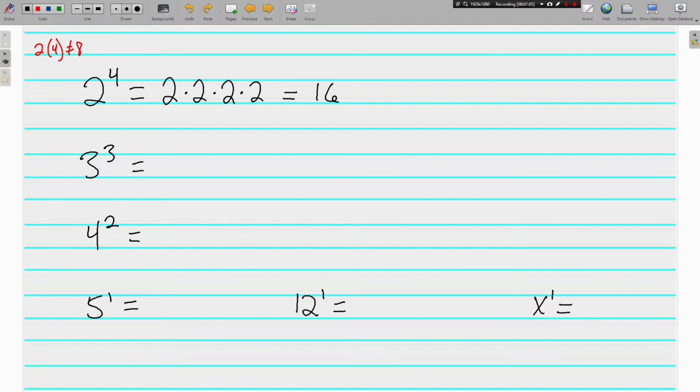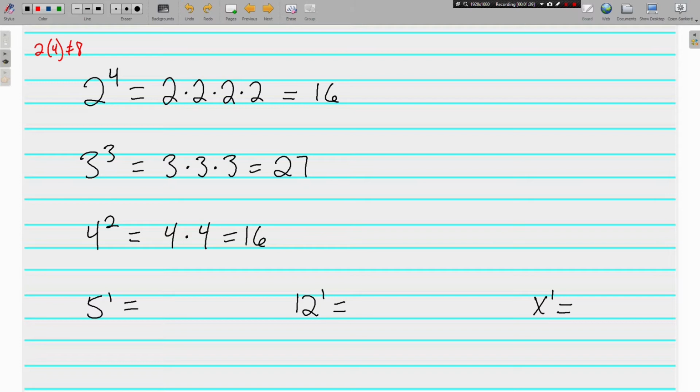3 to the 3rd power is not 9. It's not 3 times 3. It's 3 times 3 times 3, 3 used as a factor 3 times, which is 27. 4 to the 2nd power, I just flipped the 2 and the 4. This time the 4 is my base, and the 2 is my exponent. This does not mean 4 times 2. It means 4 times 4, which is 16.